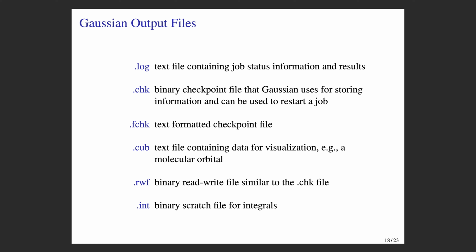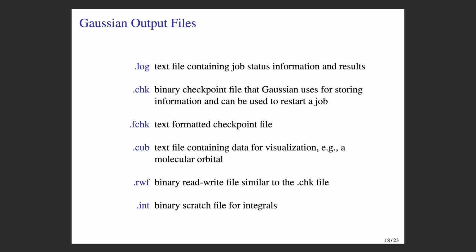The .chk file is called the checkpoint file. It's a non-human readable file in binary format that Gaussian uses to store information about the calculation. The reason it's called the checkpoint file is because you can use that file to restart the job from where it left off. Very often, computational chemistry calculations are interrupted for whatever reason, and you may want to restart the job, but you don't want to restart it from the beginning. You want to start it from the point that you left off to save time. And that's the idea behind the checkpoint file.